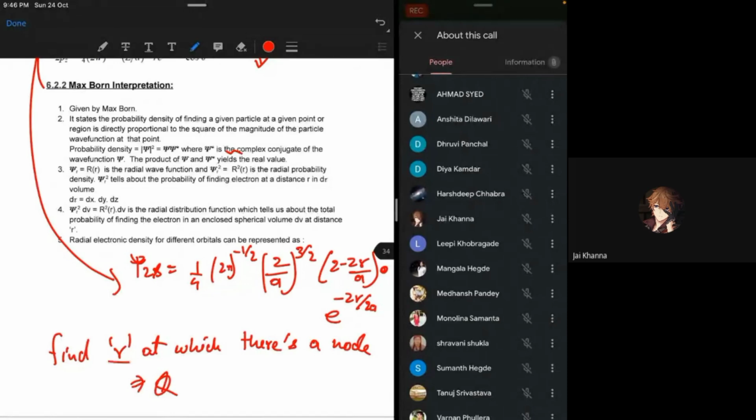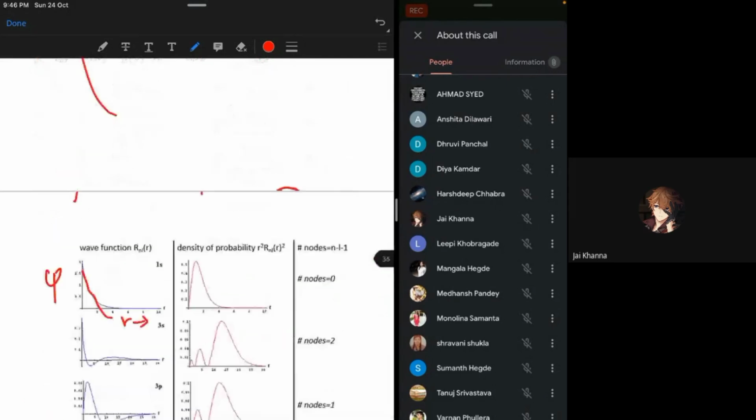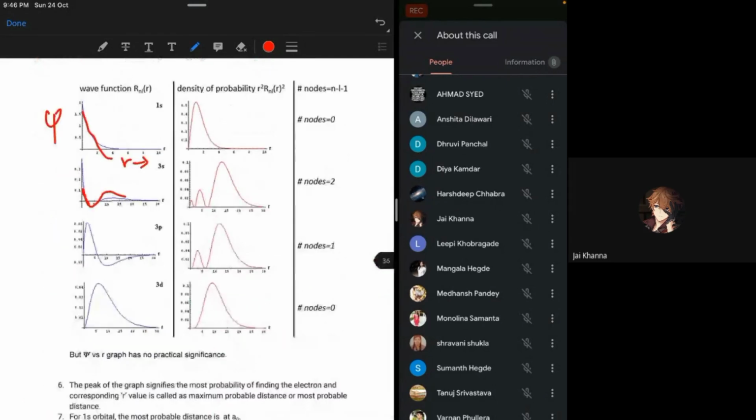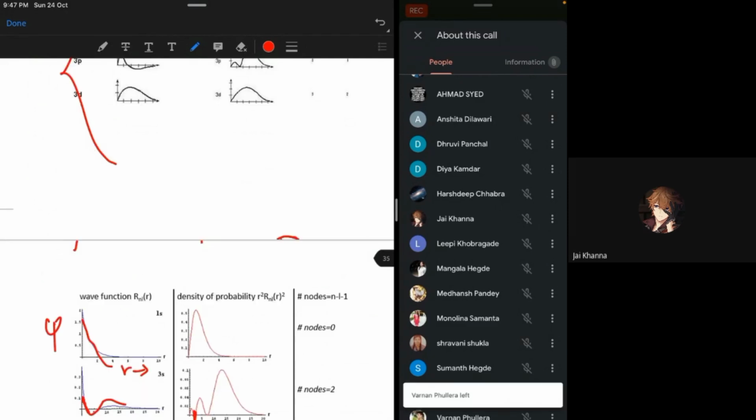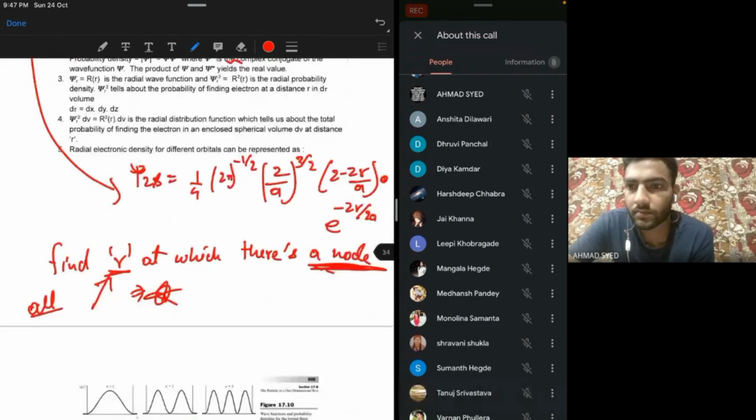Find all the values of r at which your psi will have a node. Where do you have a node? Another way of saying it is that psi will change sign only when it crosses the origin, right? It has to become 0. It was plus, then becomes 0, and then becomes minus. So a node is where there is a sign change, and at that point the value of psi should be 0. So all you need to do is put this equal to 0 and find out the value of r.